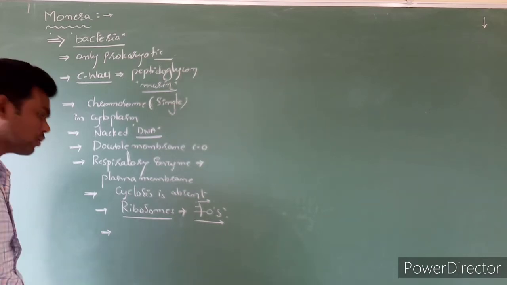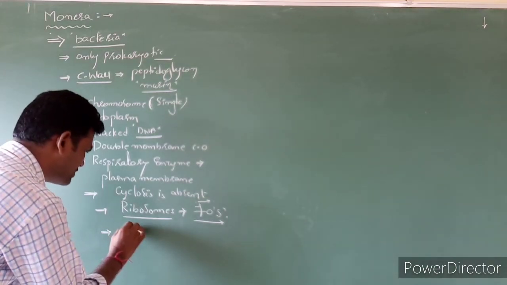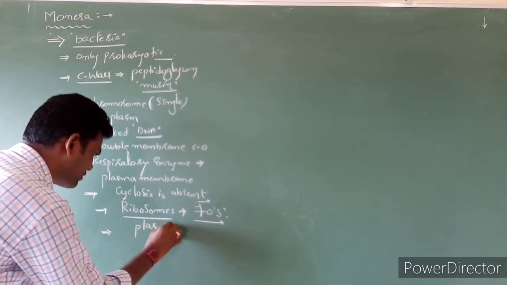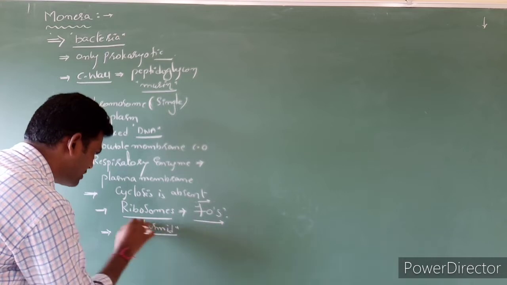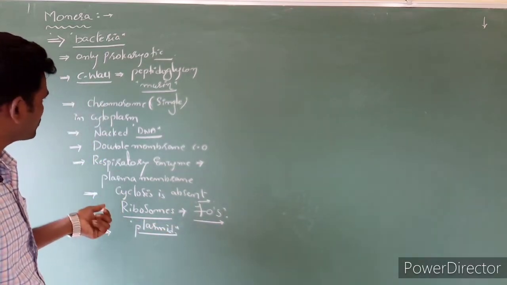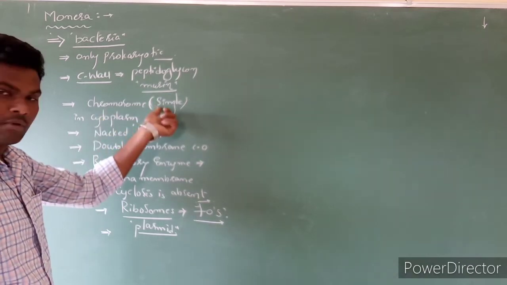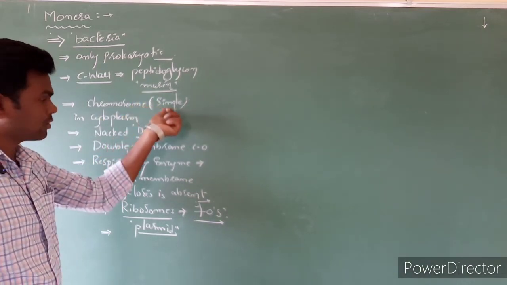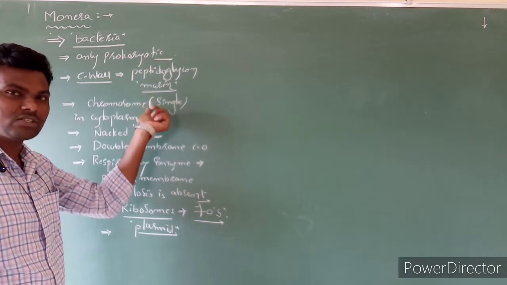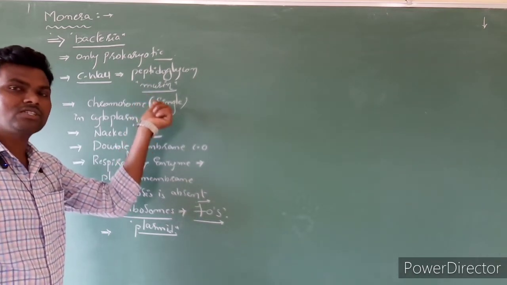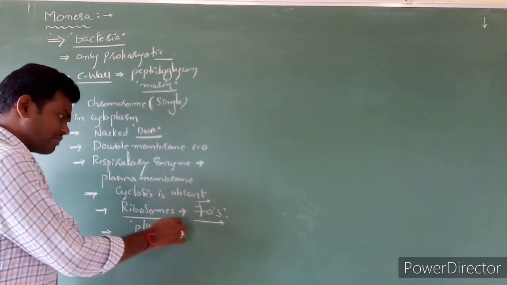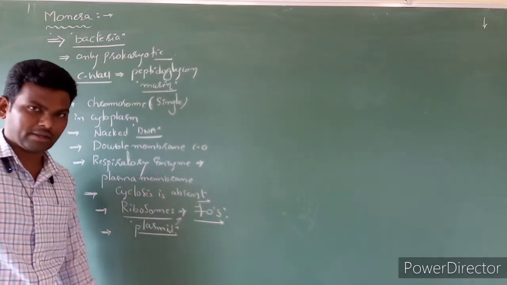Next, in bacteria one more main feature is that additional chromosomes are present. Such an additional chromosome is called a plasmid. Here one single chromosome is present. Clear? Besides the single chromosome, additional chromosomal material is present. Such additional chromosomes are called plasmids. It is also one of the main features of bacteria.